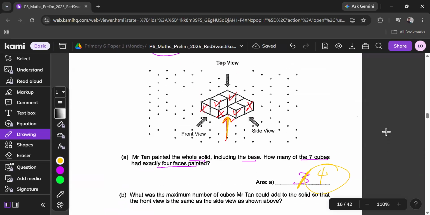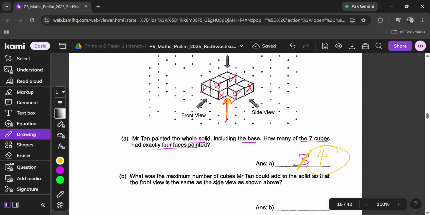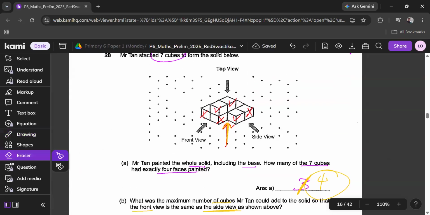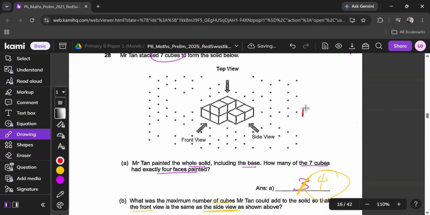Okay, next one. The answer key for the next one is a bit wrong. What was the maximum number of cubes that Mr. Tan could add so that the front view is the same as the side view? So you will need to draw the front view and the side view. Let's erase all this. Okay, the front view. How do you draw the front view? You have to draw beside. Front view will be something like this. And this is the front view. Then the side view will be like this. Okay, side view.